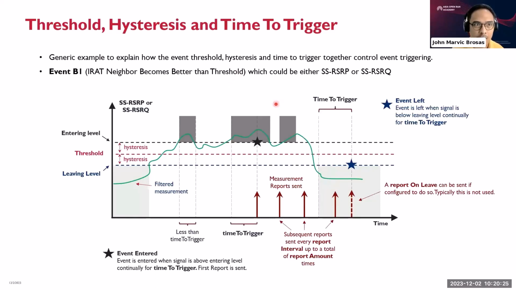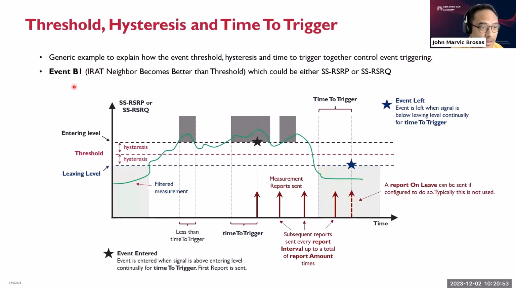So, pag sinabi niya na pag ang signal ko ganito, I fall below this, I need to do this. So it's like an else if statement. So generic example to explain how the event threshold controls event triggering. So we're calling it event triggering. So there are events in the network na pag na-reach mo yung ganito, ganito ang mangyayari. Pag na-reach mo yung ganyan, ganito ang mangyayari.